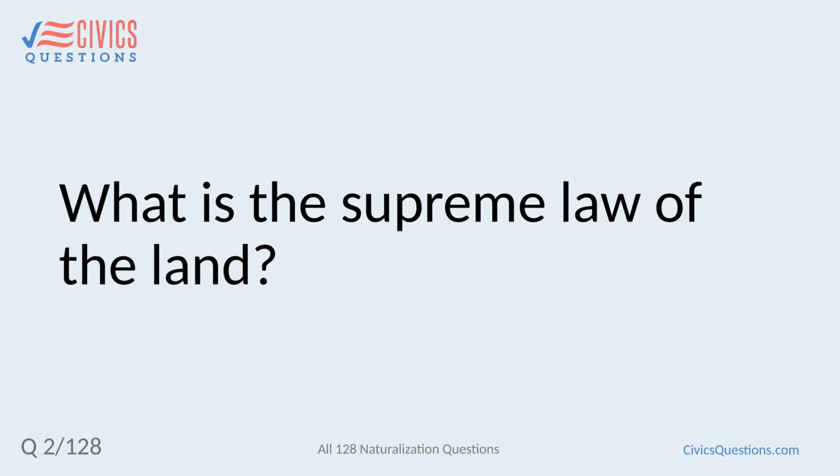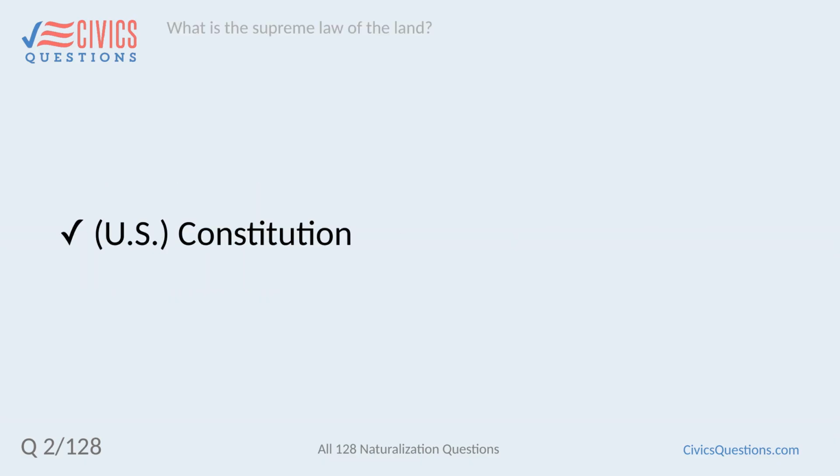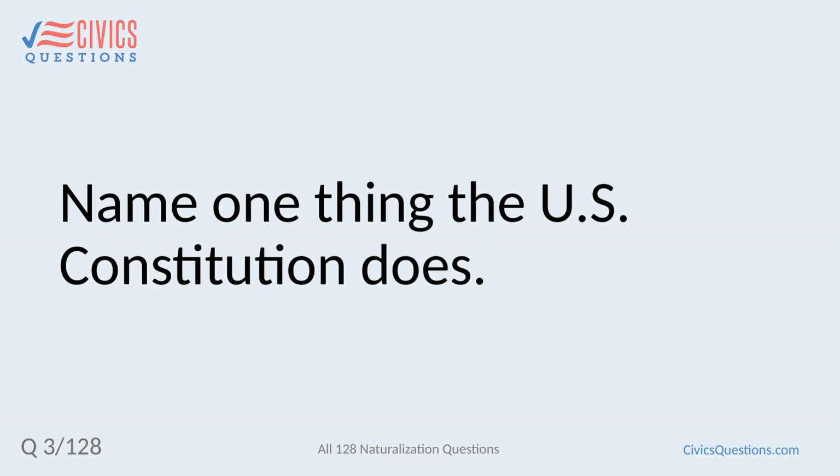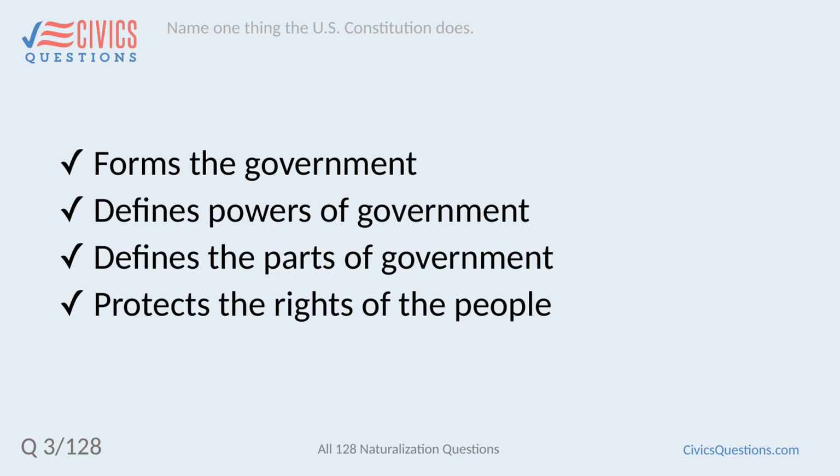What is the supreme law of the land? U.S. Constitution. Name one thing the U.S. Constitution does. Forms the government. Defines powers of government. Defines the parts of government. Protects the rights of the people.